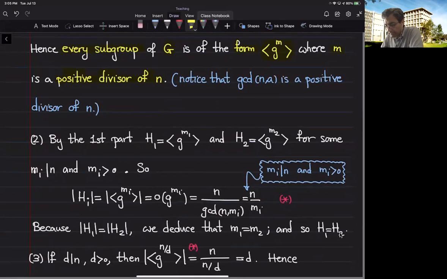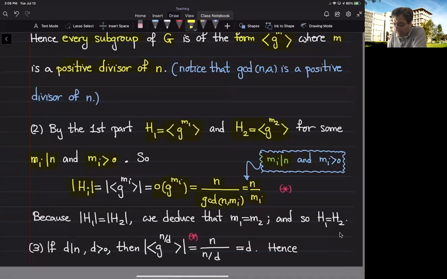Now, by part one, you know every subgroup is of the form G raised to the power M1 for some Mi that are positive divisors of N. So H2 is also G to the power M2, where both M1 and M2 are positive divisors of N. Now, if they have the same cardinality, we know the cardinality of Hi is the order of its generator, and that is N, the order of G, divided by the GCD of N and Mi. But remember, Mi divides N. Therefore, it is N over Mi.